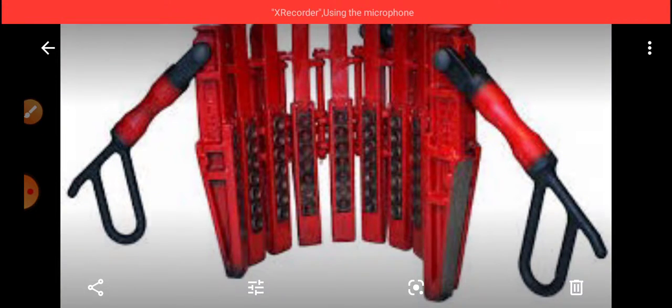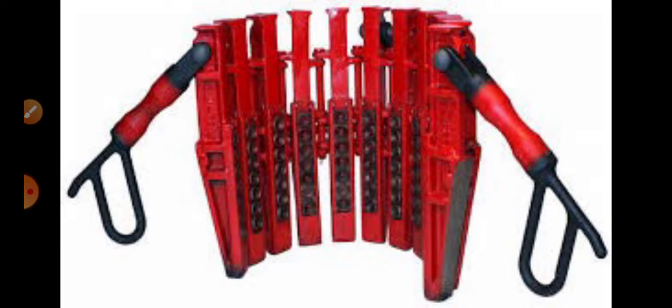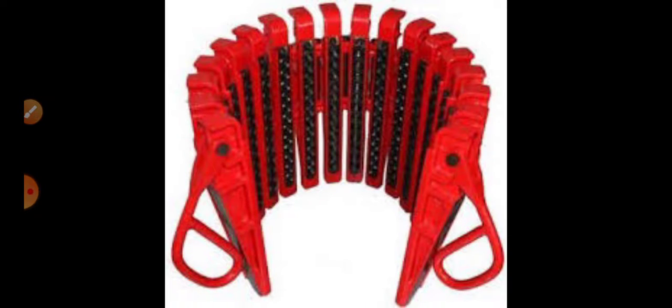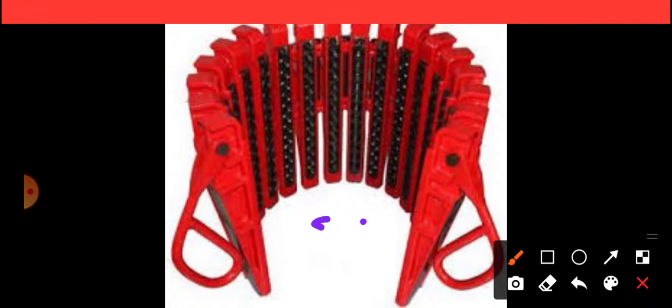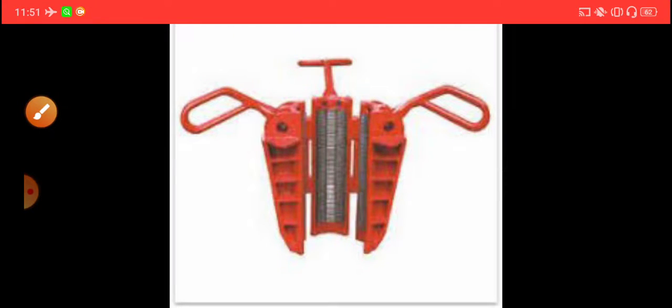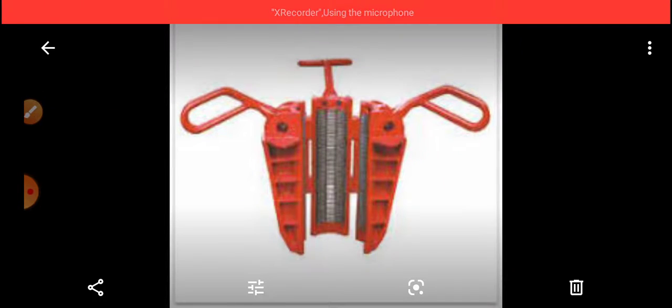What type of slip is this? It is a drill collar slip. What type of slip is this? It is a casing slip. And what type of slip is this? A drill pipe slip.